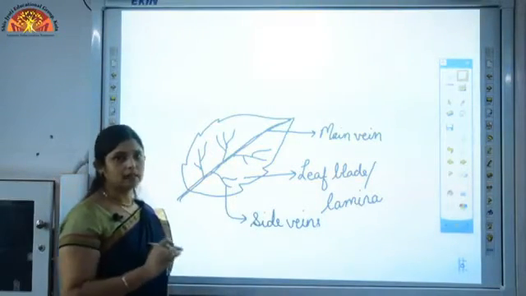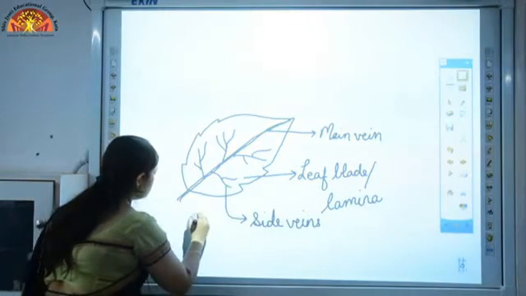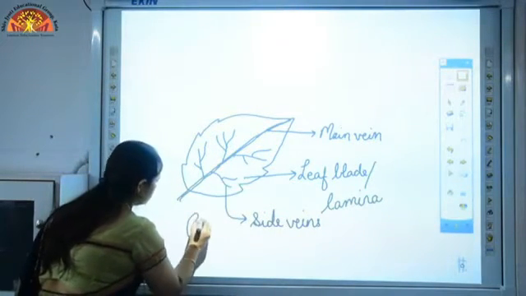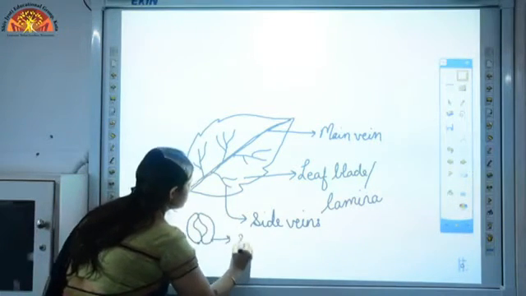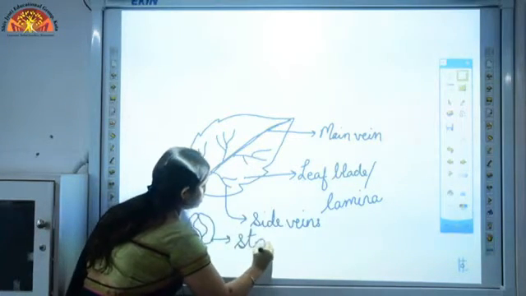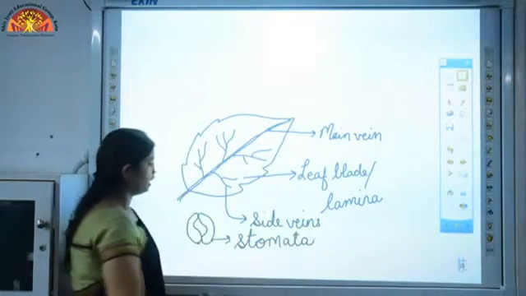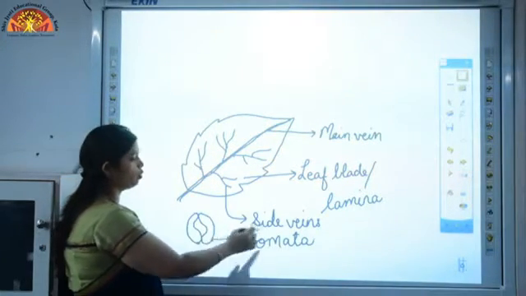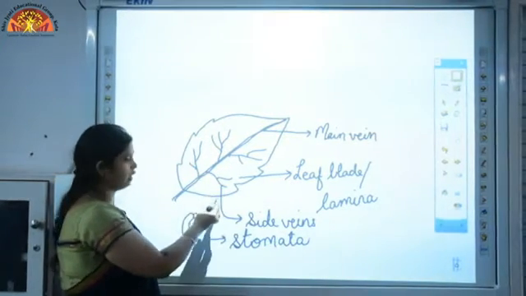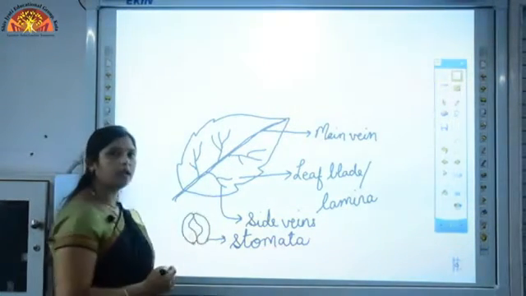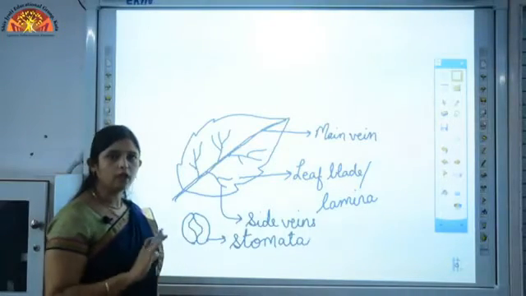Now besides this, leaves also contain tiny pores. These tiny pores are called stomata. They are present on the underside of the leaves, and they are scattered throughout the leaf, but they are seen on the underside of the leaf only, and these pores help a plant to breathe. So this is about the structure of a leaf.